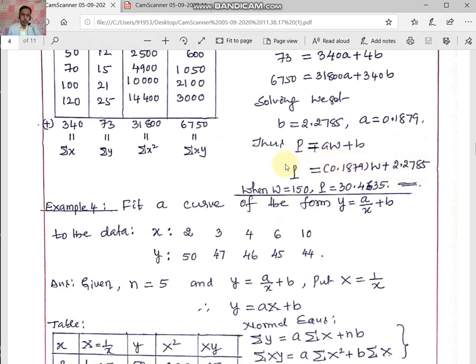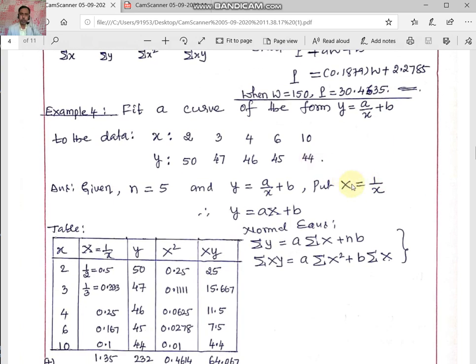So this is the best approximation to the straight line by the given data, and we want to estimate p value when w is equal to 150. Put w is equal to 150 here, you will get p as 30.4635.